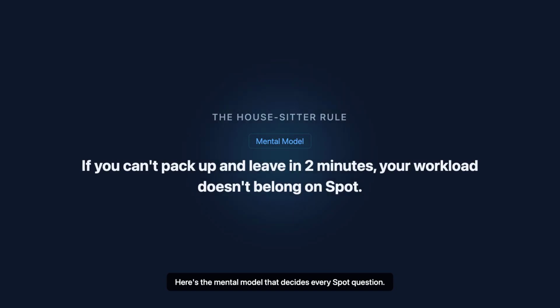Here's the mental model that decides every Spot question. Spot is like house sitting for free at a vacation home. The owner can text you anytime saying, "I'm coming back in 2 minutes," so you keep your toothbrush packed and never leave anything important on the kitchen counter. If your workload can't pack up and leave that fast, if it holds state in memory, if it can't checkpoint, it doesn't belong on Spot.